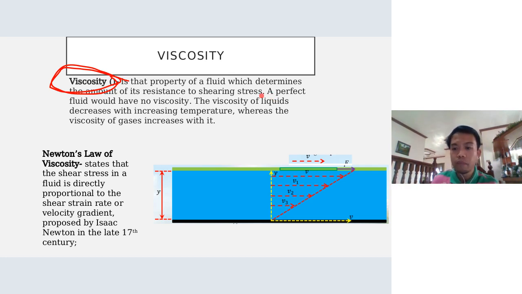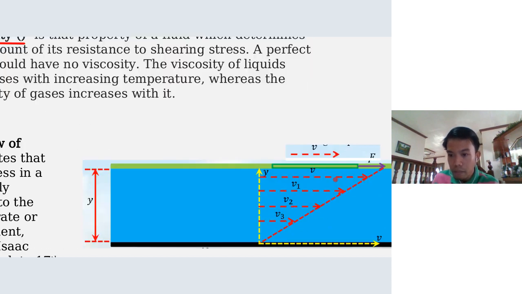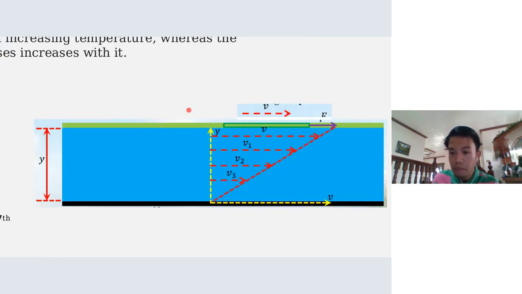So, it says here that a perfect fluid would have no viscosity, and the viscosity of liquids decreases with increasing temperature, whereas the viscosity of gases increases with it. Ayan. So, para mas maintindihan natin yung topic, yung viscosity, let us look at this figure. Okay? Let's focus on this figure.